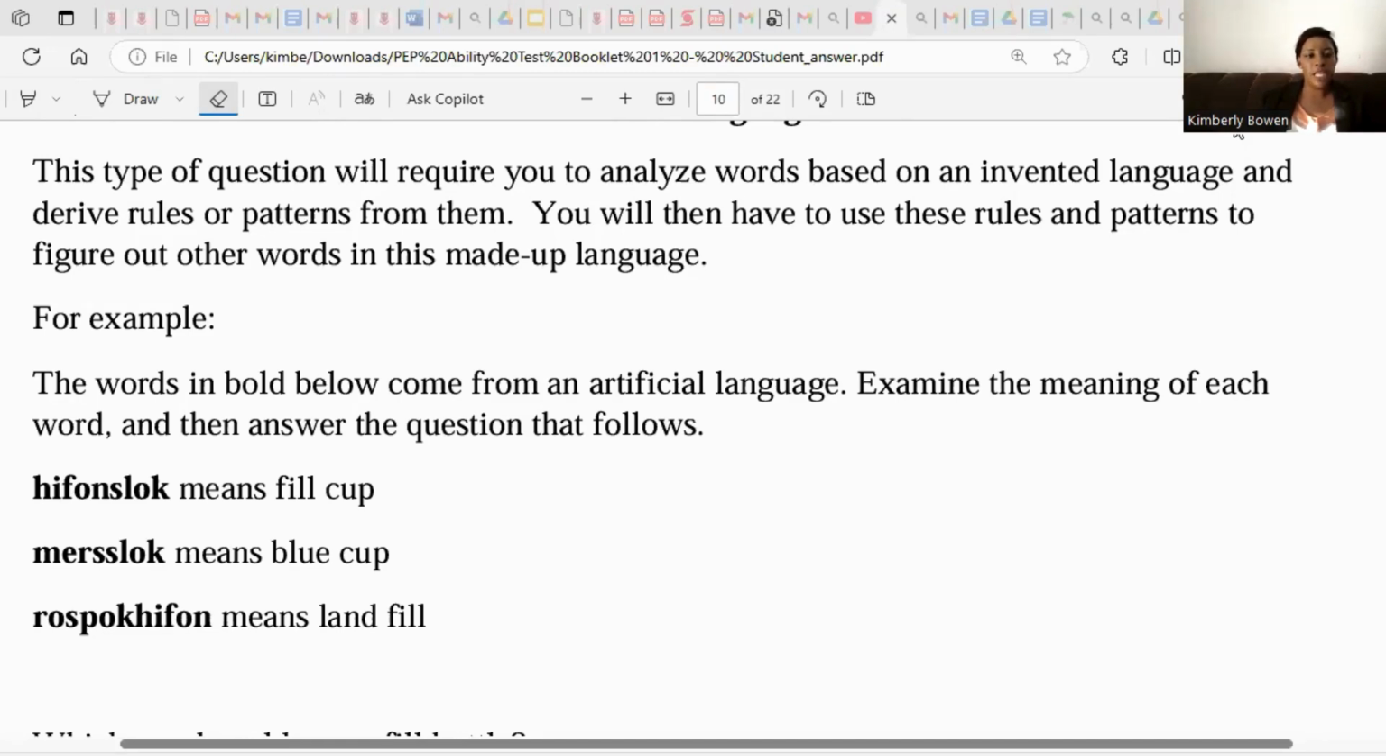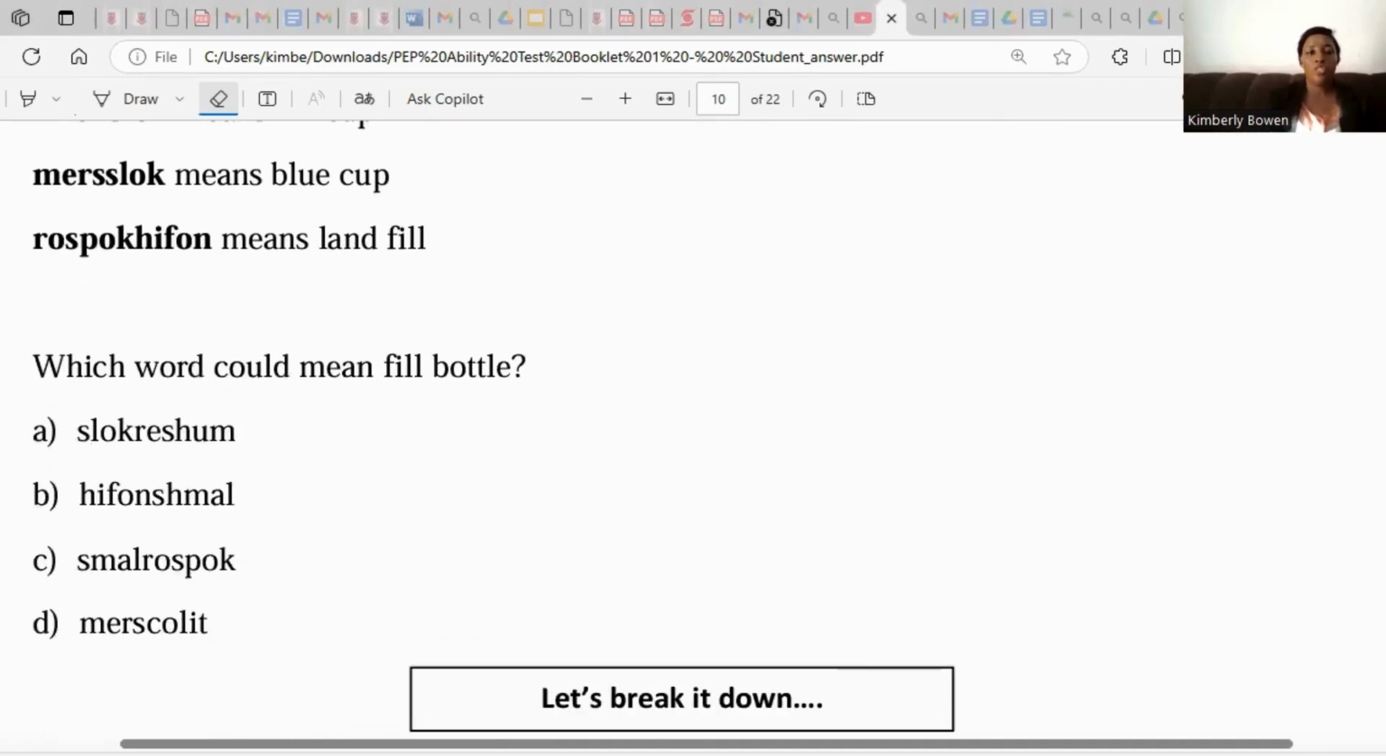Hyphen-slock means fill cup. Merslock means blue cup. And Rosspock-hyphen means landfill. Which word could mean fill bottle?